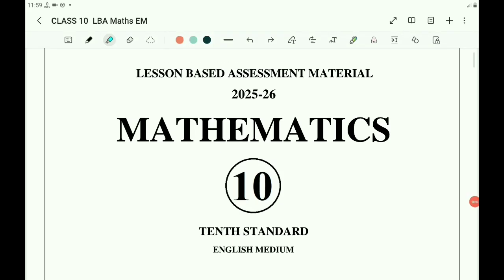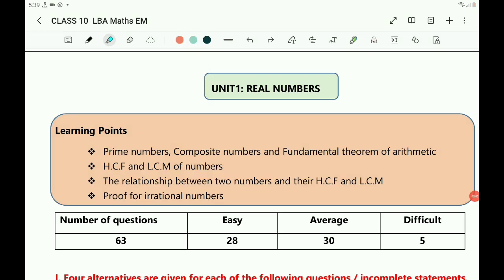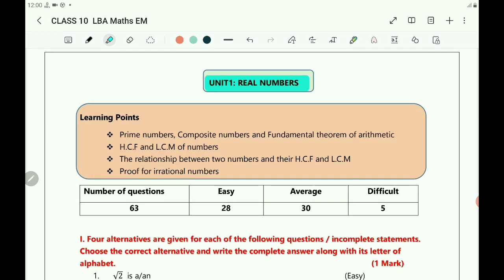Dear children, it is a lesson-based assessment material of 2025-26 mathematics subject of class 10. Now let us solve the questions of the chapter Real Numbers, Unit 1. What is the chapter name? Real Numbers. There are 63 questions. 28 questions are easy questions, 30 questions are average questions, and 5 questions are difficult questions.